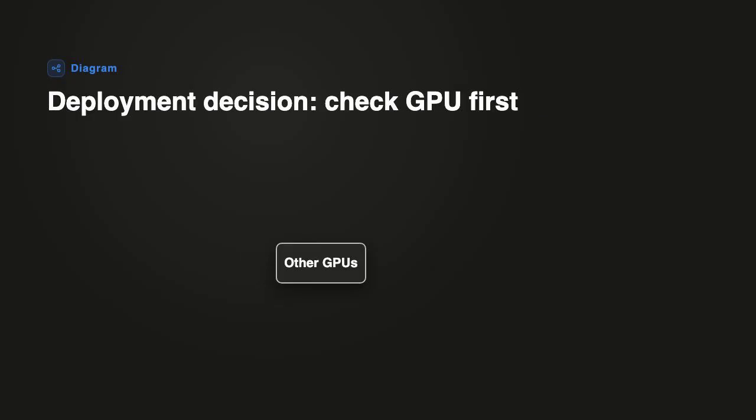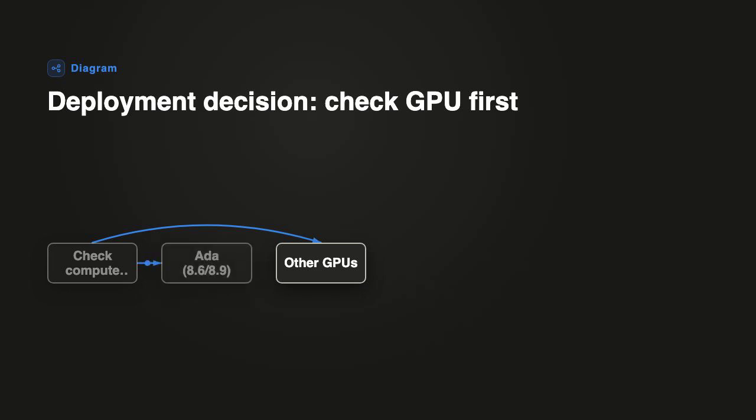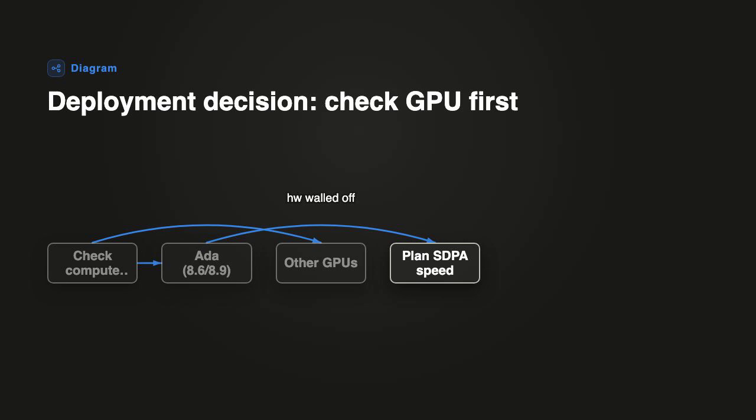Here's the actual call if you're deploying Gemma 4 today. Check the compute capability of your fleet first. That's the one gate no software update fixes. Running Ada, RTX 4090, L40S, anything at 8.6 or 8.9, plan your capacity around SDPA level throughput. Not because vLLM's fork is broken, but because that upgrade path is walled off at the hardware level, full stop.